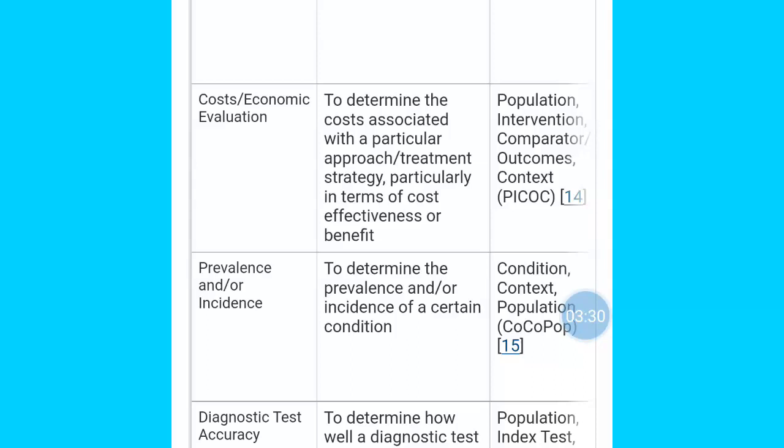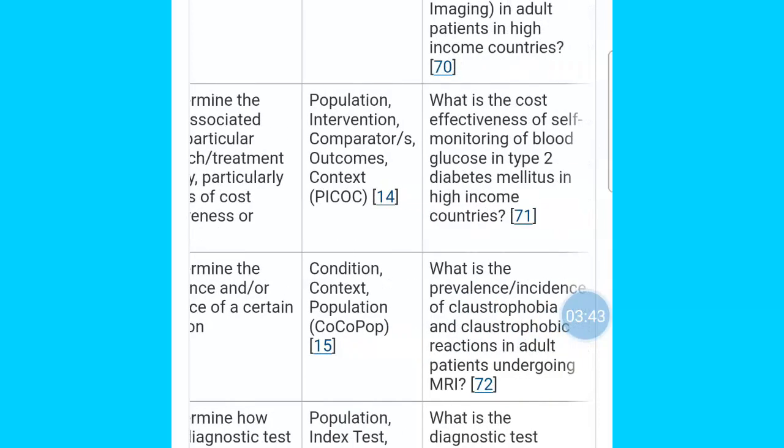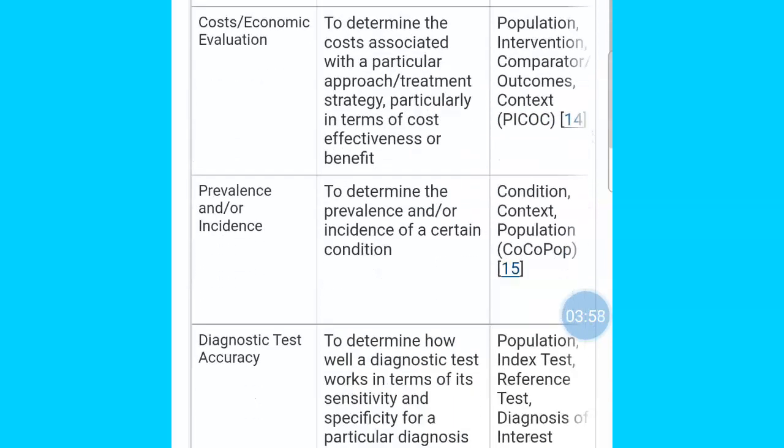Prevalence and incidence, this is the most common type in my opinion, other than other observational studies where you're looking for risk factors. So to determine the prevalence and incidence, CoCoPop, that's a good one: condition, context, and population. So what is the prevalence and incidence of claustrophobia and claustrophobia reactions in adult patients undergoing MRI?